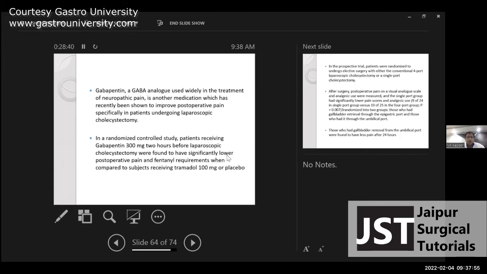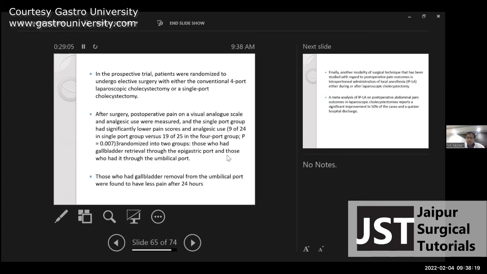Gabapentin is a GABA analog used in treatment of neuropathic pain. It has been shown to be useful in post-operative pain, specifically in patients with laparoscopic cholecystectomy. In a randomized control study, patients receiving gabapentin 300 mg 2 hours before laparoscopic cholecystectomy were found to have lower post-operative pain and fentanyl requirements when compared with subjects receiving tramadol.